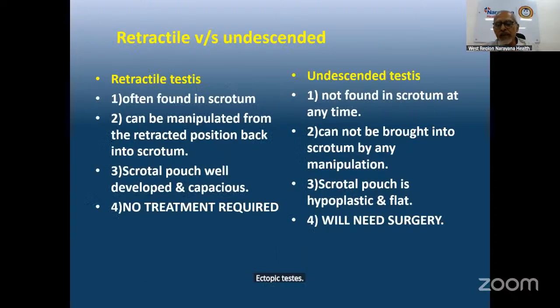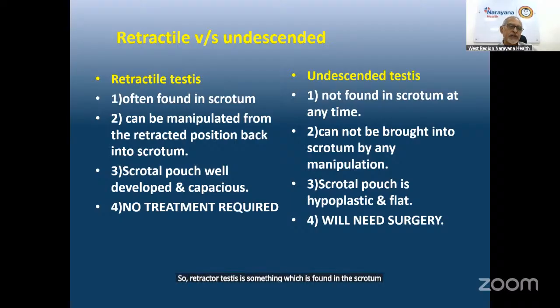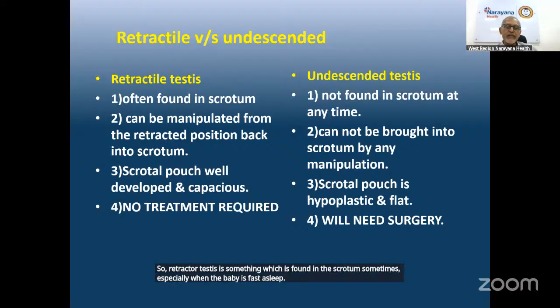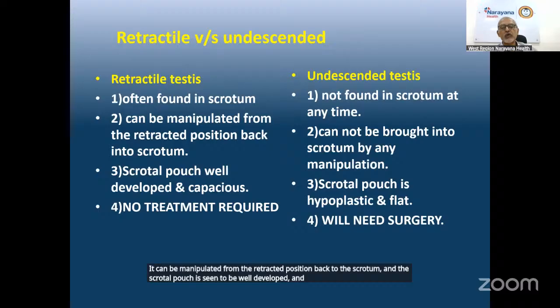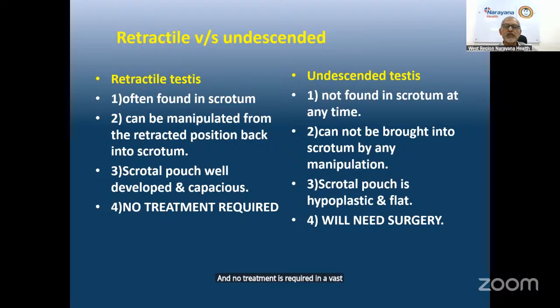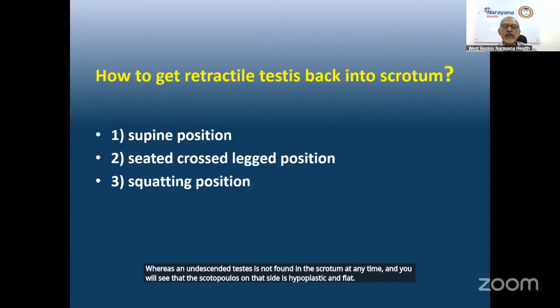Now, the one thing that we need to differentiate is a retractile versus an undescended testes. So retractile testes is something which is found in the scrotum sometimes, especially when the baby is fast asleep. It can be manipulated from the retracted position back to the scrotum, and the scrotal pouch is seen to be well developed and the same as the pouch on the opposite side, and no treatment is required in a vast majority of cases of retractile testes. Whereas an undescended testes is not found in the scrotum at any time, and you will see that the scrotal pouch on that side is hypoplastic and flat, and this patient will need surgery.